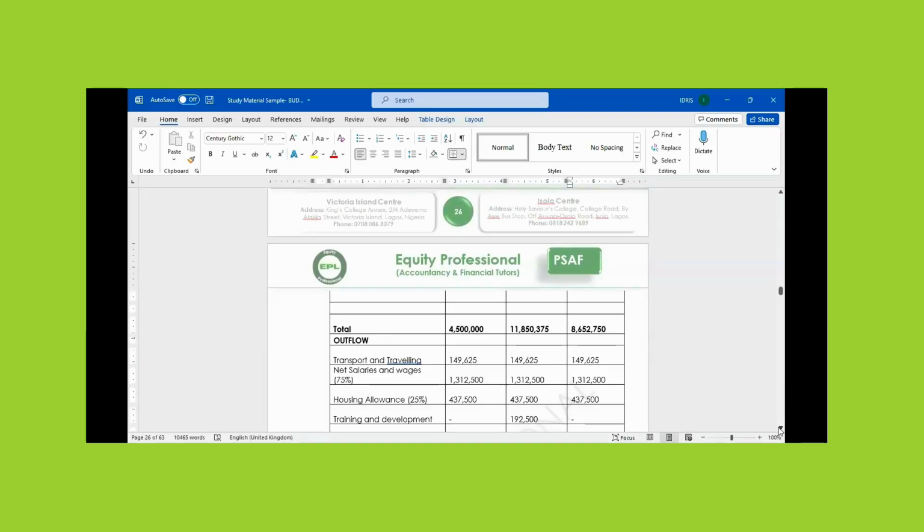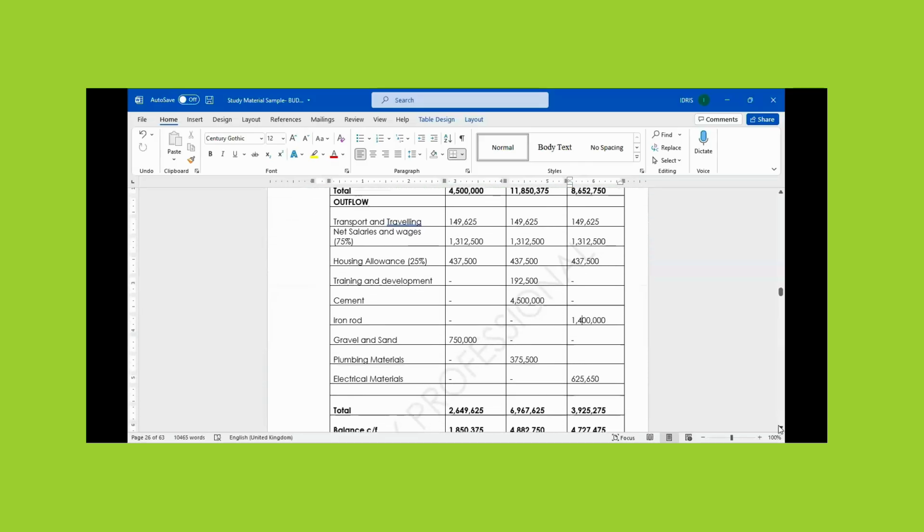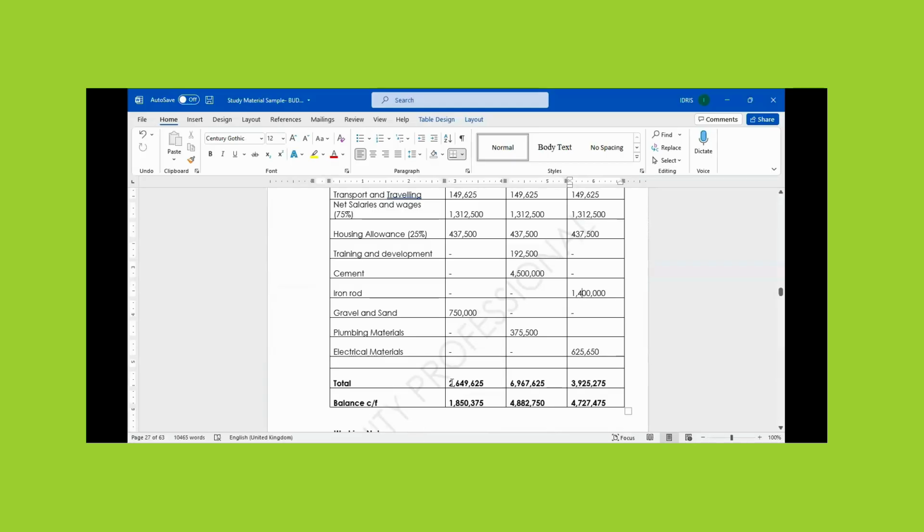What is the total outflow for January? The total outflow is 2,249,625. So the difference between total inflow and outflow gives us the balance carried forward. The difference between 4.5 million and 2,249,625 is going to give you 1,850,375. This is the balance carried forward in January.